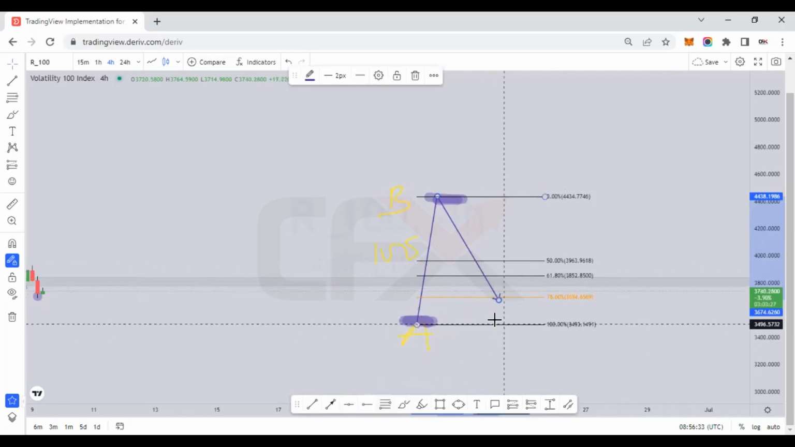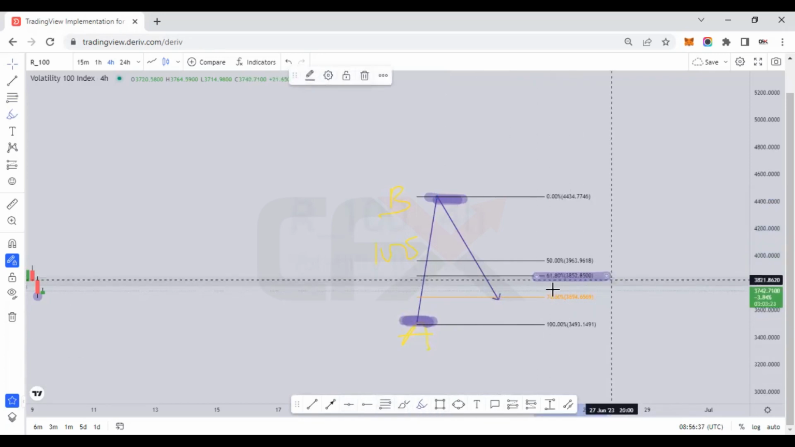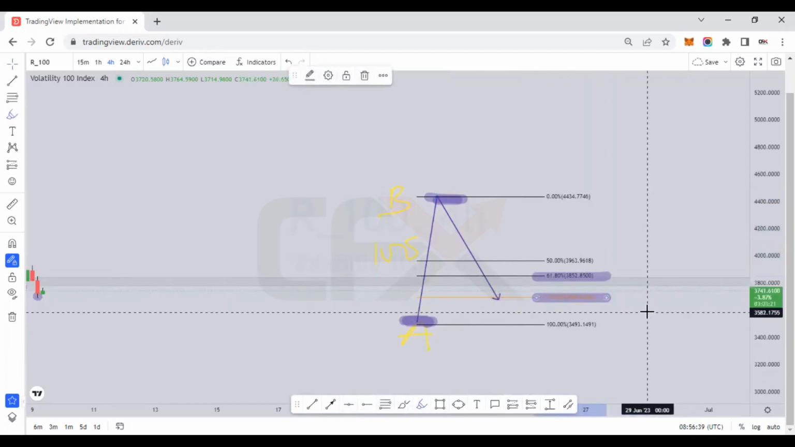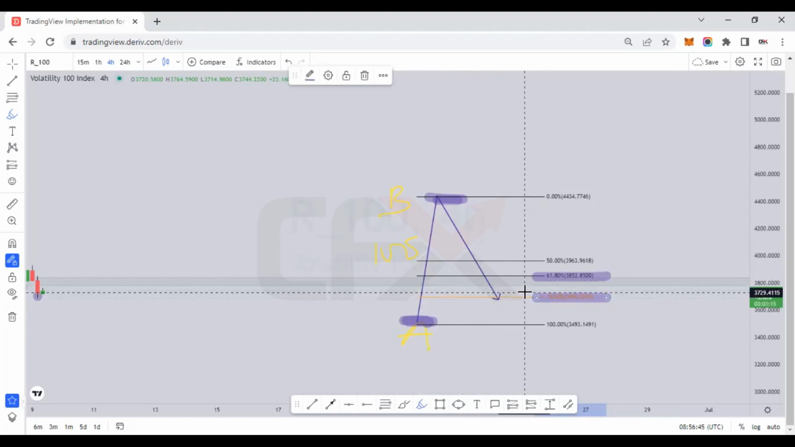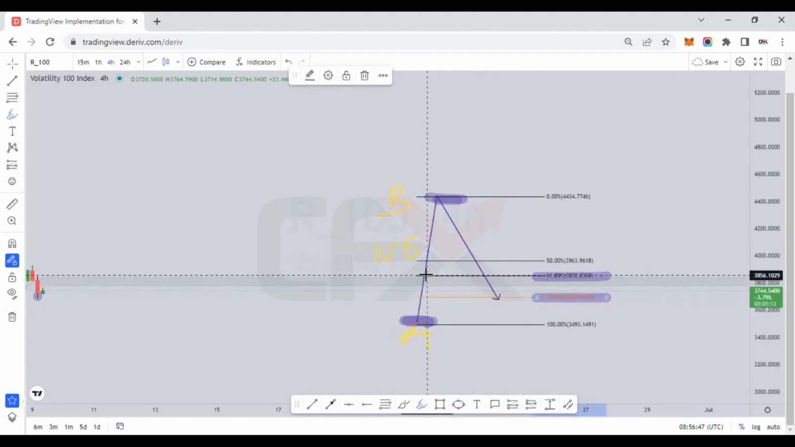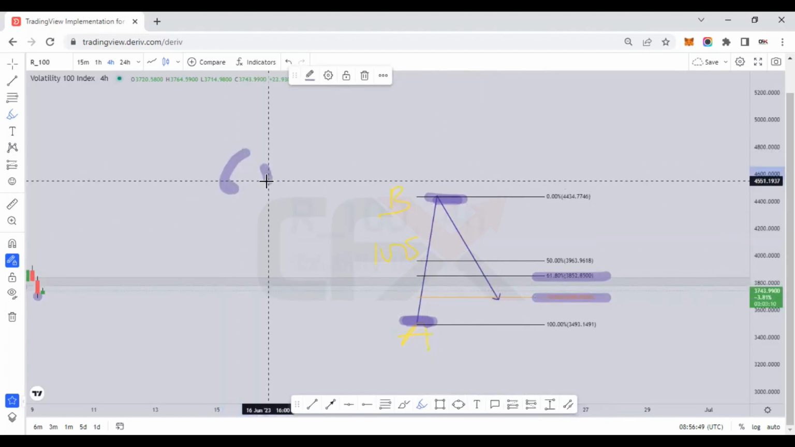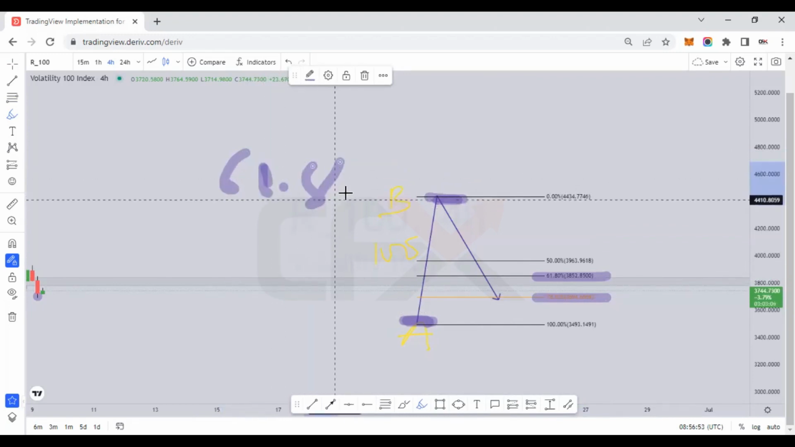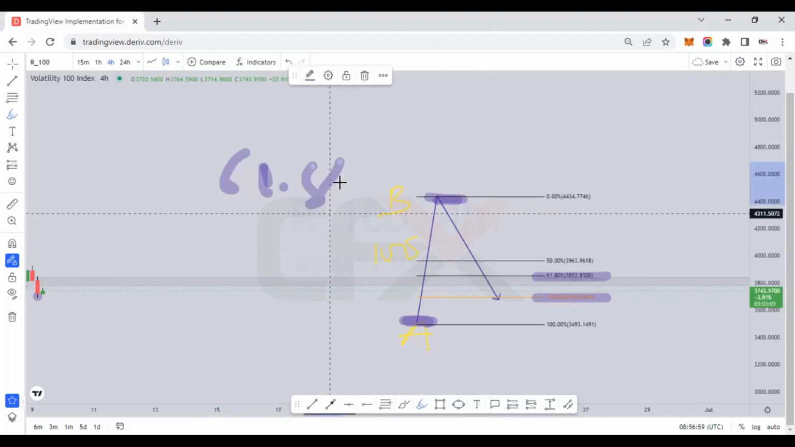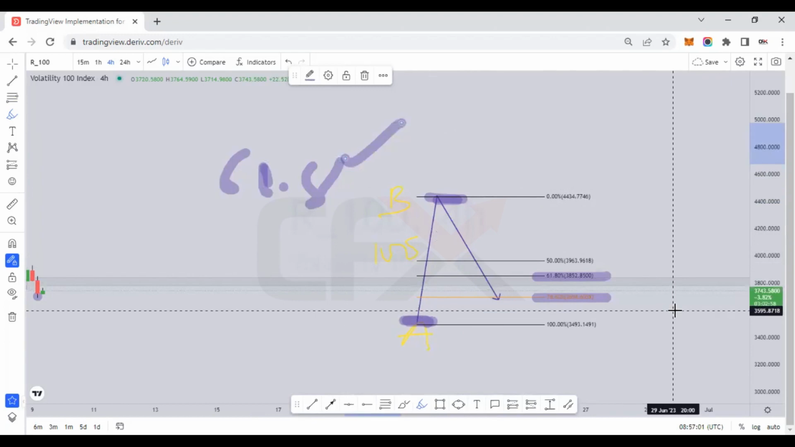Now, in using the Fibonacci, the levels that I mostly look at are the 618 level and the 786 level. Those are the areas that I look at for my execution. Now, the 618 in Forex is what we call the golden ratio. That is what a lot of traders look at for their execution. So we call it the golden ratio.